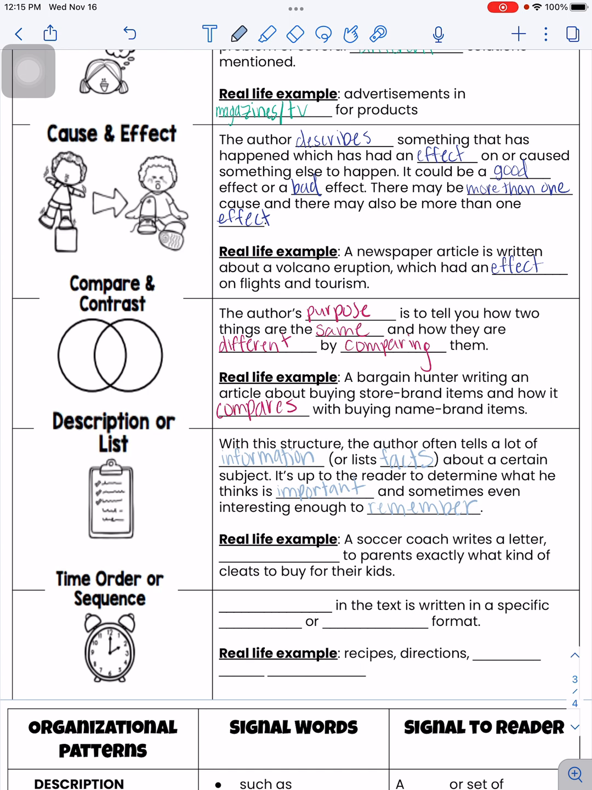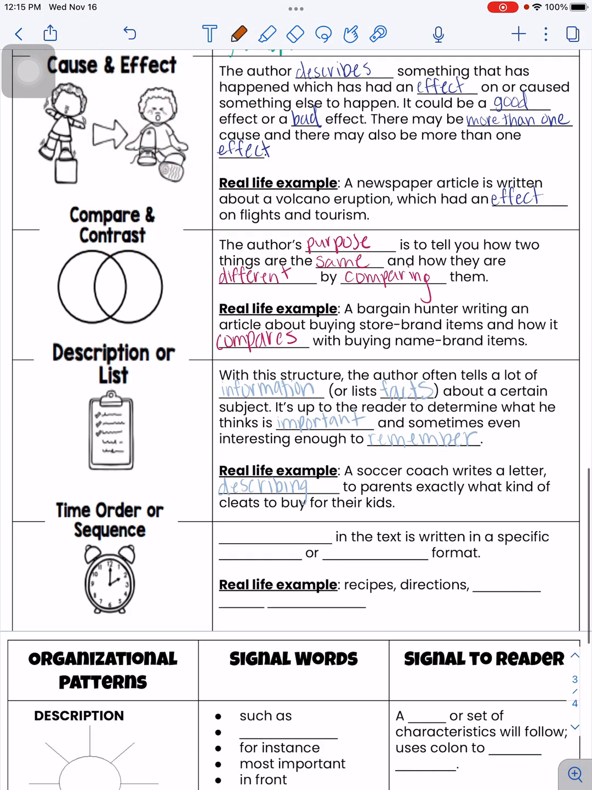So a real-life example of the description organizational pattern. A soccer coach writes a letter describing to parents exactly what kind of cleats to buy for their kids. This would be a description organizational pattern.